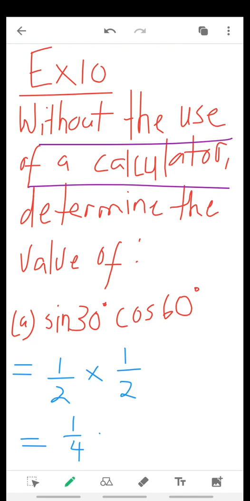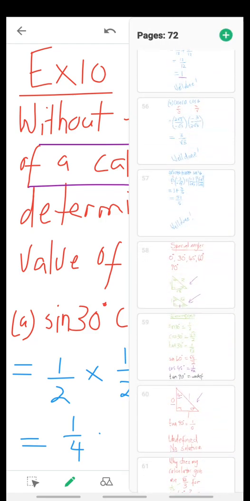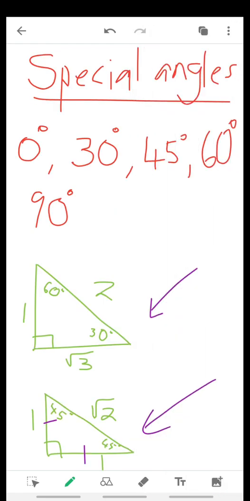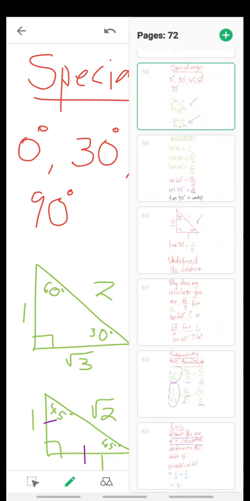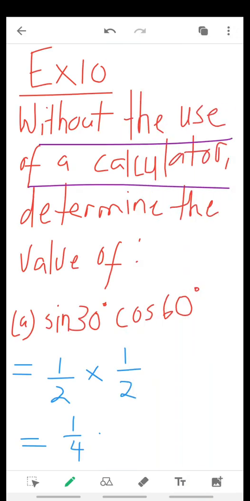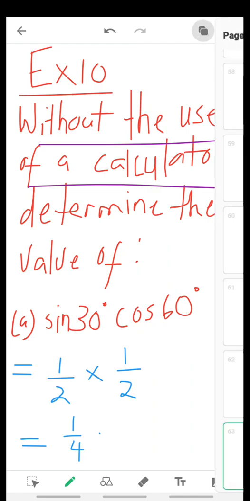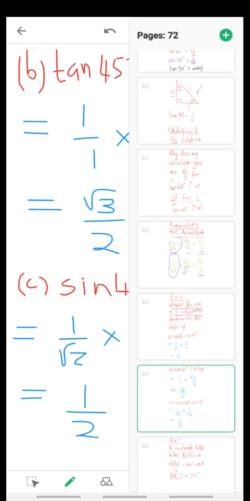What is sine 30 degrees? Using your special angles, it's 1 over 2 multiplied by. What is cos 60 degrees? Okay, cos means adjacent over hypotenuse, and therefore it's 1 over 2. That's why I wrote 1 over 2. But what is 1 over 2 times 1 over 2? You multiply the top and the top, the bottom and the bottom, and the answer is 1 over 4. Well done.